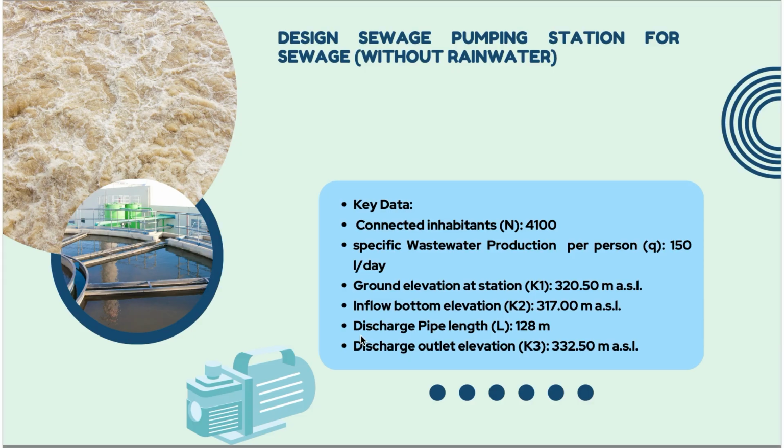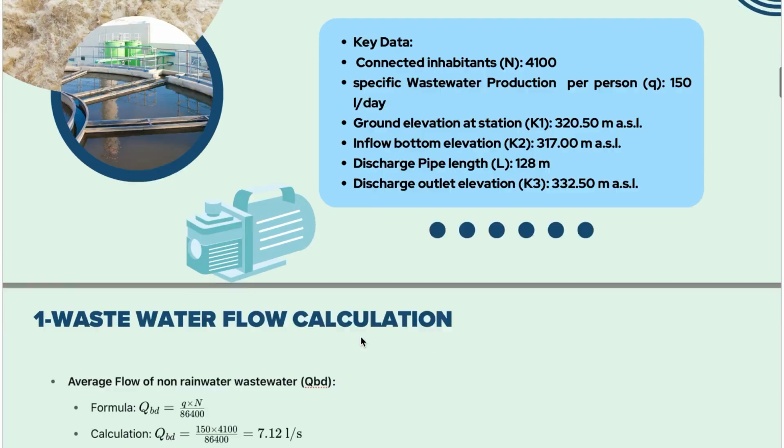So you will have to have the connected number of inhabitants. Here it's usually around 4,100. The specific wastewater production per person, which is 150 liters per day. Also the ground elevation at the station K1 and the inflow bottom elevation at which the water flows into the well, the discharge pipe length, and the discharge outlet elevation.